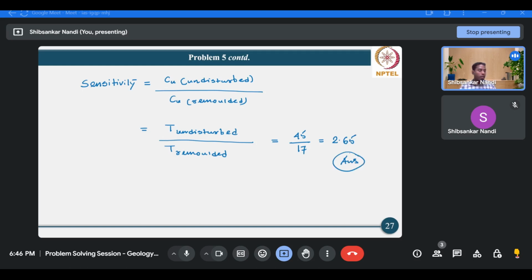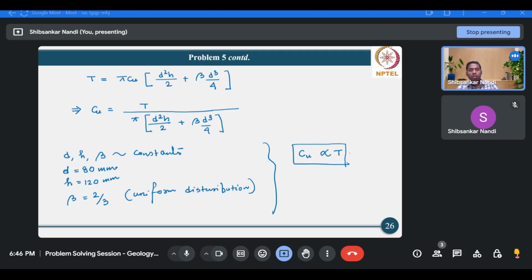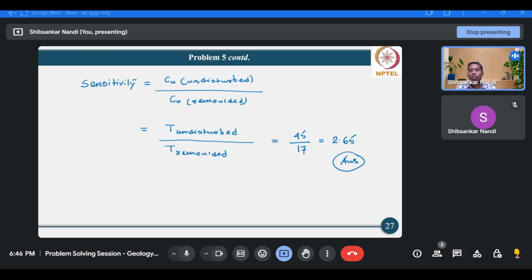Anyhow, you can calculate the undrained coefficient from the applied torque, the dimension of the vane rod, and the beta value, and then you can take a ratio of these two cu values corresponding to the undisturbed and remolded case, and you can obtain the sensitivity value. However, for ease of simplicity, you can directly take a ratio of these two torque values, one for the undisturbed case and another for the remolded case.